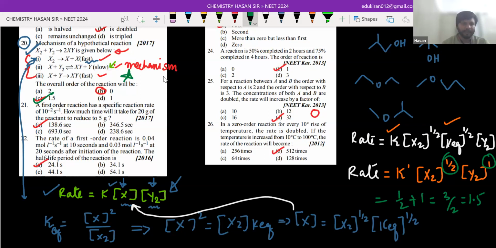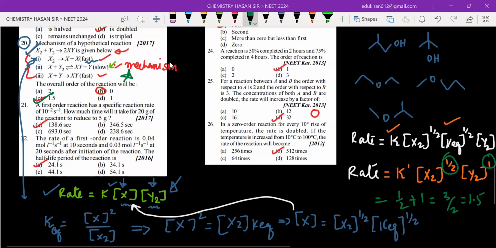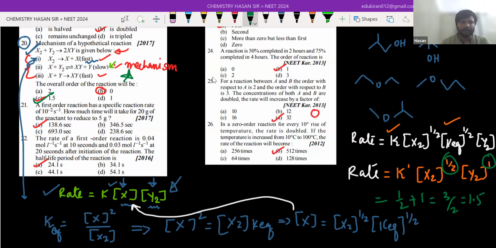Why did you make a mistake in 25? Is there any answer for 25 if you are going to do it again? What will be the answer? How can C be the answer? Okay, I'm going to explain.